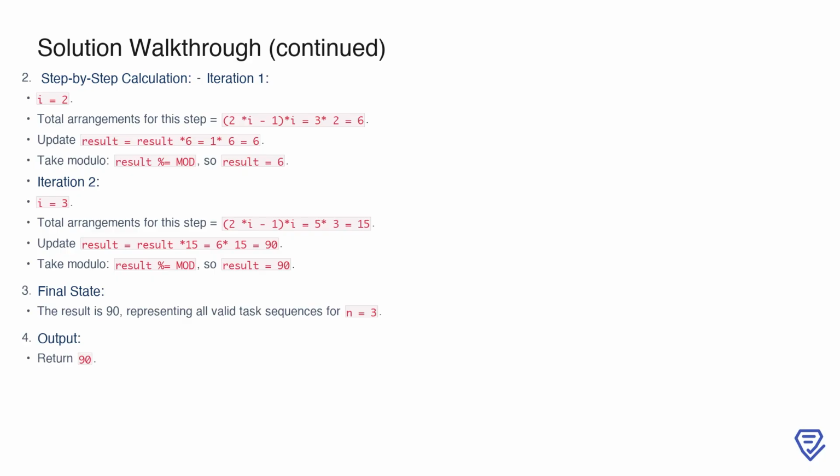In the second iteration, when i equals 3, there are 5 positions for the delivery task D3 and 3 positions for the pickup task P3, giving us 15 possible arrangements. Multiplying this by the current result of 6 updates it to 90. After taking modulo, the final result is 90. This means there are 90 valid sequences for n equals 3, which we then return as the output.